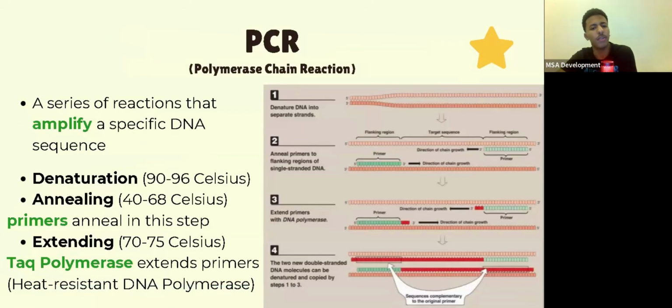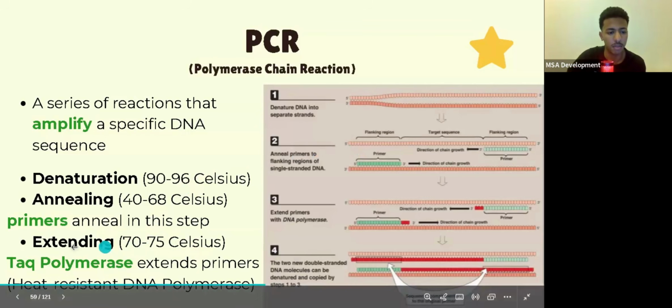Now let's talk about PCR. PCR stands for polymerase chain reaction. It's a series of reactions that amplify a specific DNA sequence. The first reaction is denaturation, which is at a very high temperature, followed by annealing, which is at a relatively lower temperature, and primers anneal in this step. And then we have extending, which is at a medium temperature, 70 to 75. It's still high, but relatively it's medium. And Taq polymerase extends primers in this step. That's why it's known as extending. And Taq polymerase is a heat-resistant DNA polymerase.